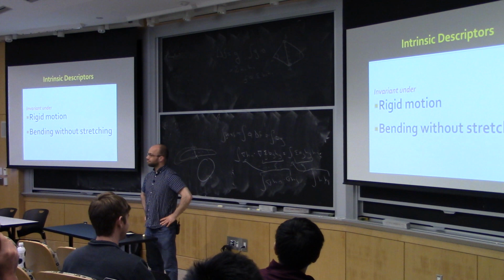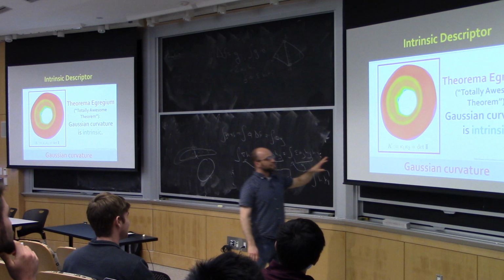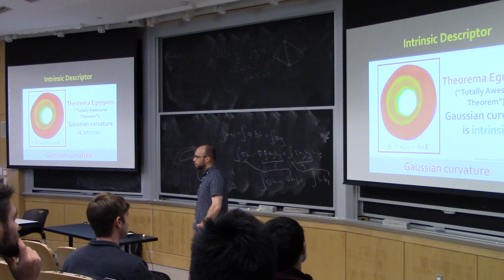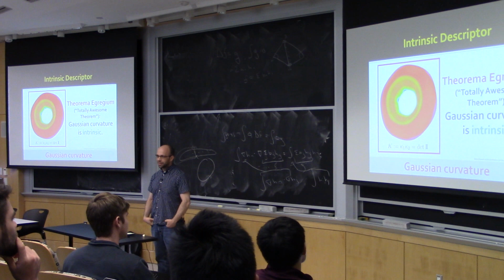Gaussian curvature. Thank you. Fabulous. So remember, Gauss's theorem tells us that Gaussian curvature is an intrinsic quantity. It's actually completely measurable just in terms of geodesic distance. It has this Latin name, which is roughly "totally awesome theorem." And this is typically what you prove in the first half of your undergrad differential geometry course, and the second half is the Gauss-Bonnet theorem.